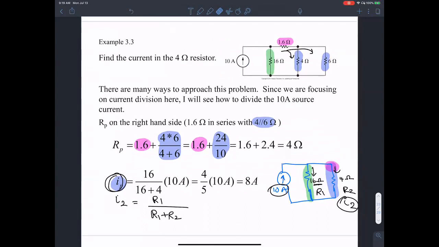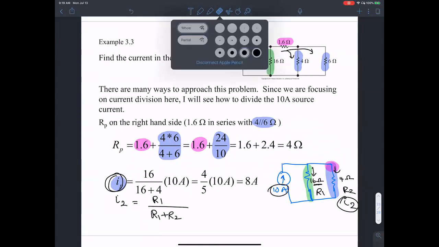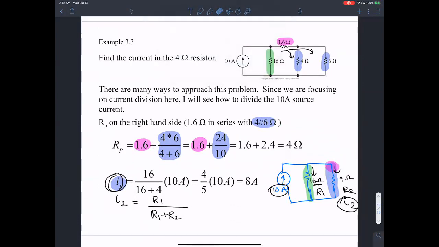Does that make sense? So in order to find the current through the 4-ohm resistance, I have to plug in the 16 ohms here. Questions, please.